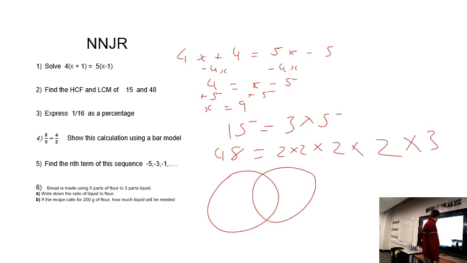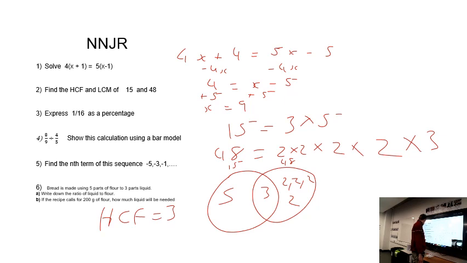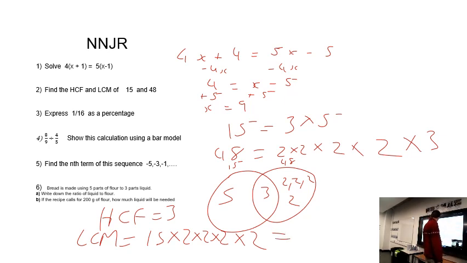Okay, so for 15, we've got 3, which is both a factor of 15 and 48. So for 15, we need 5, and here we have 2, another 2, another 2, and another 2. Okay, so the highest common factor is going to be 3, and the lowest common multiple is multiplying all those values together. So that's going to be 15 times 2 times 2 times 2 times 2. So that's going to be 15 times 4 is 60, and then 60 times 4 is 240.